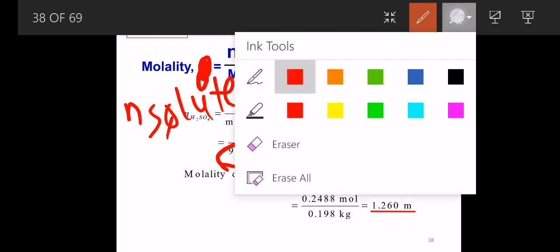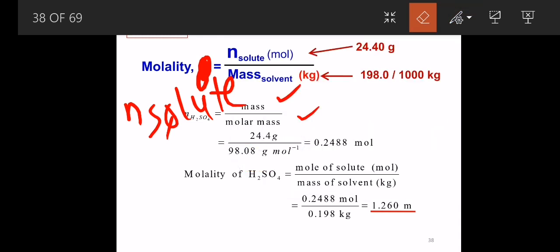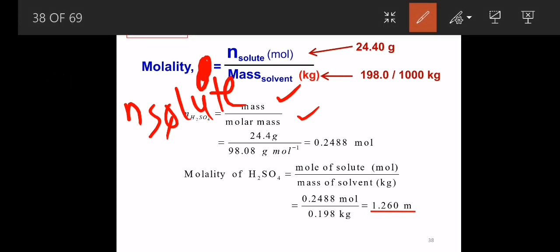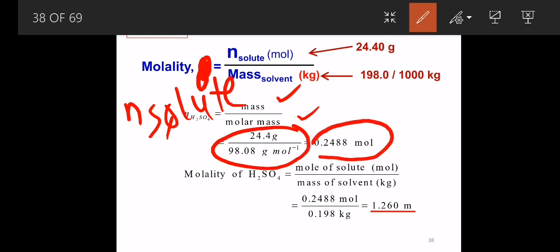Alright. So 24.4 gram divided by the molar mass of sulfuric acid, you will get 0.2488 mole of solute. Alright, done. Once you manage to calculate the mole of solute, just insert the answer here.